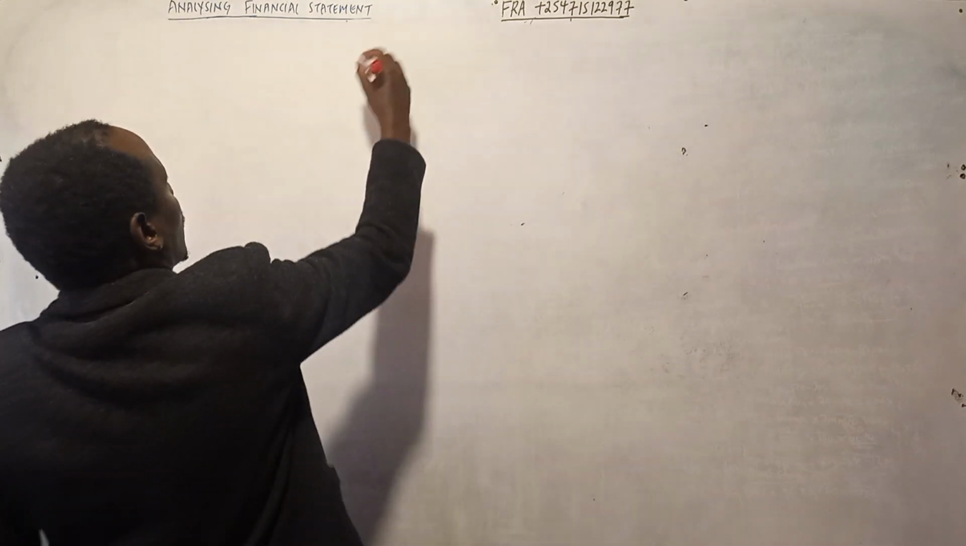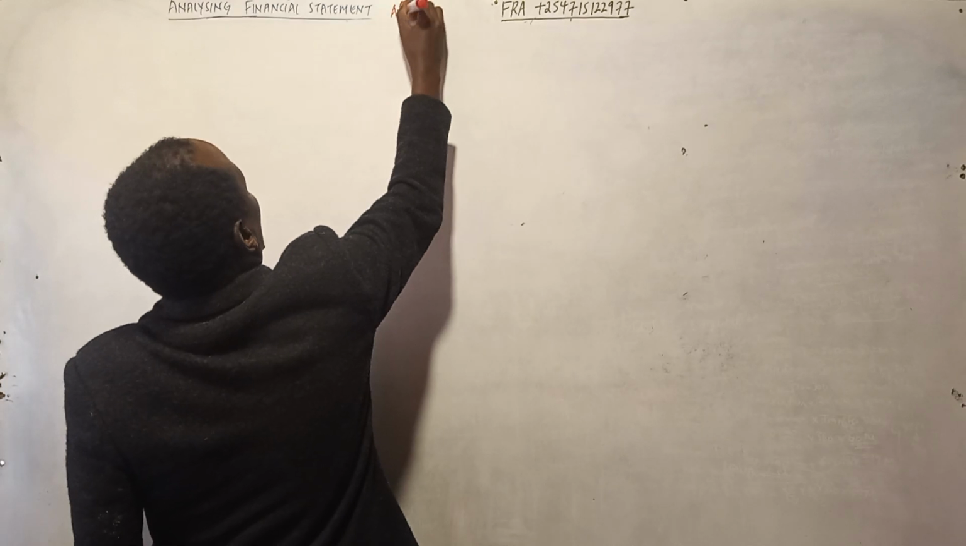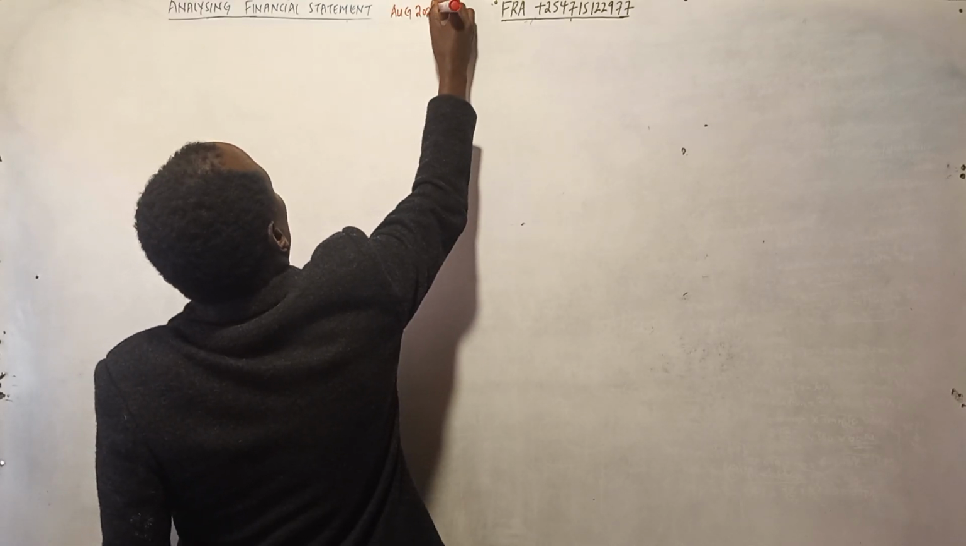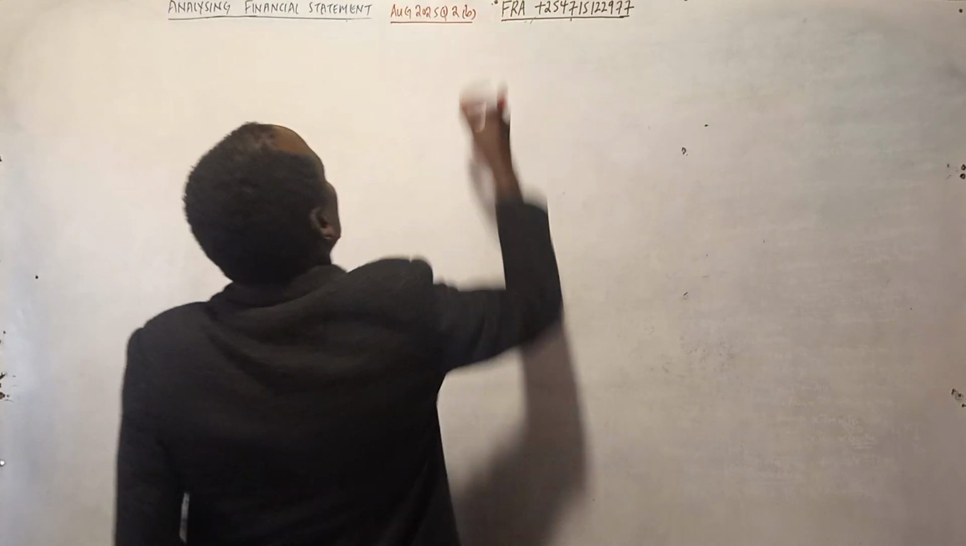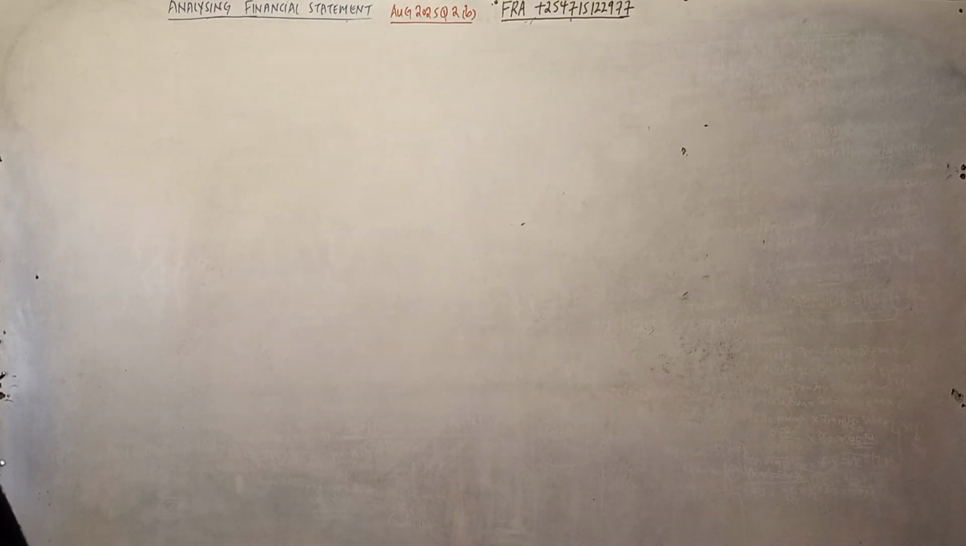So August 2025, question number 2B. August 2025, question number 2. That is the horizontal analysis. So let me read the question. It's about the venture capital.